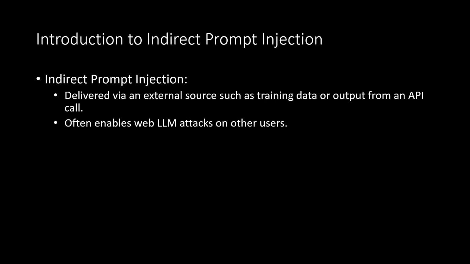Let's get started. Prompt injection attacks can be delivered in two ways. One, directly, for example, via a message to a chatbot. Two, indirectly, where an attacker delivers the prompt via an external source such as training data or output from an API call. Indirect prompt injection often enables web LLM attacks on other users. For example, a hidden prompt inside a web page or email might make the LLM perform unintended actions such as forwarding emails or executing commands.